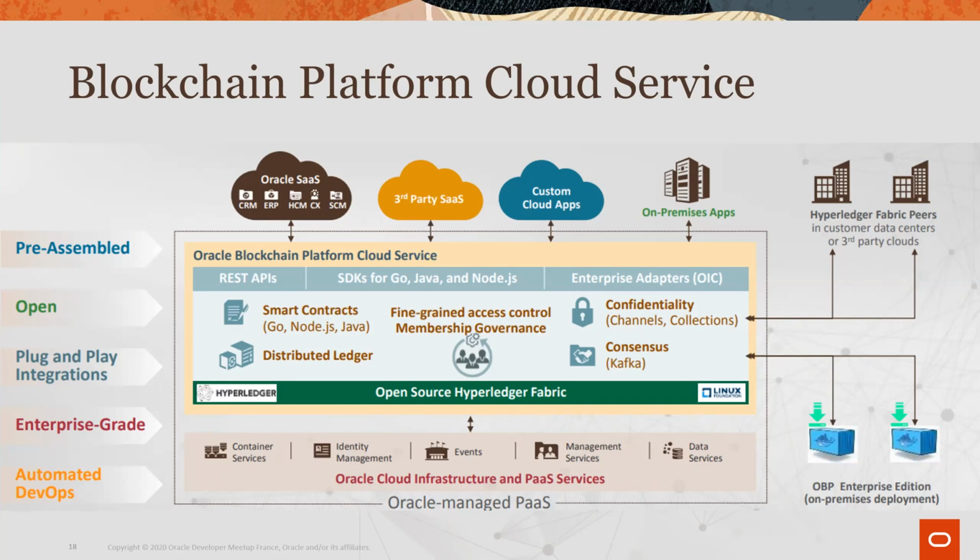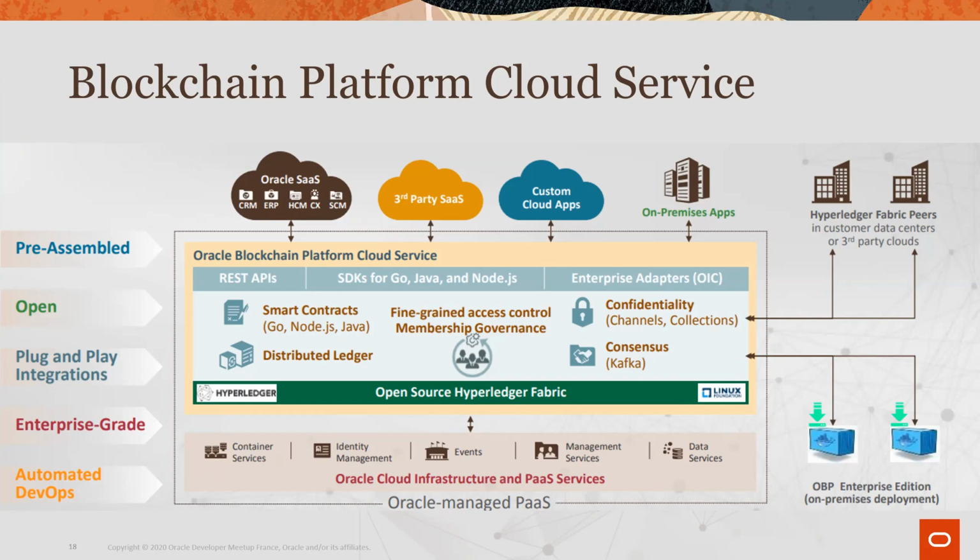And we also have enterprise adapters. So, for example, ERP can connect through Integration Cloud with the blockchain. That all happens using smart contracts, which can be built in Go, Node.js, and Java, and it contains all the things for the distributed ledger, the consensus mechanism, which uses Kafka. Hyperledger Fabric is a permissioned blockchain, which means you can define a level of confidentiality, like using channels, but also private collections of data. Under the hood, Hyperledger Fabric is all container based, so all the components added in the blockchain platform are also running on containers.